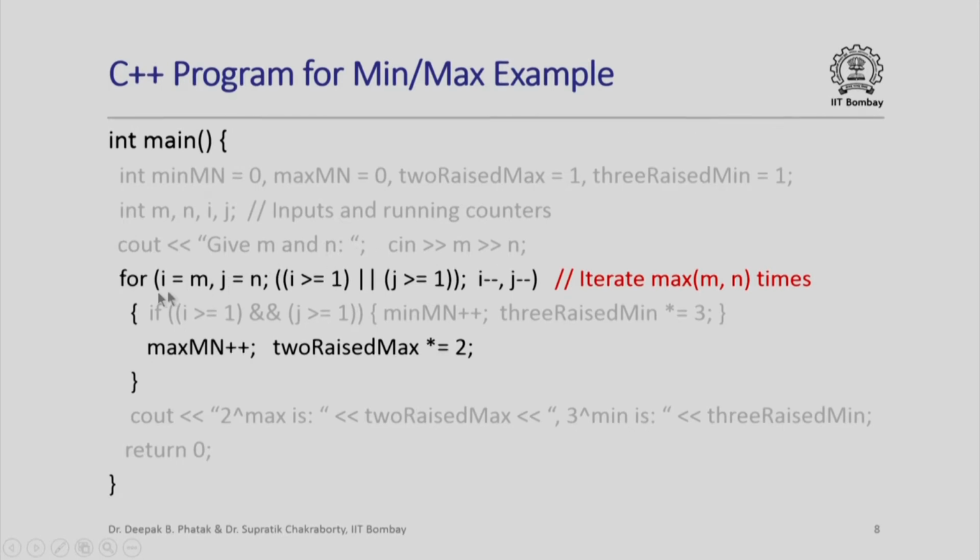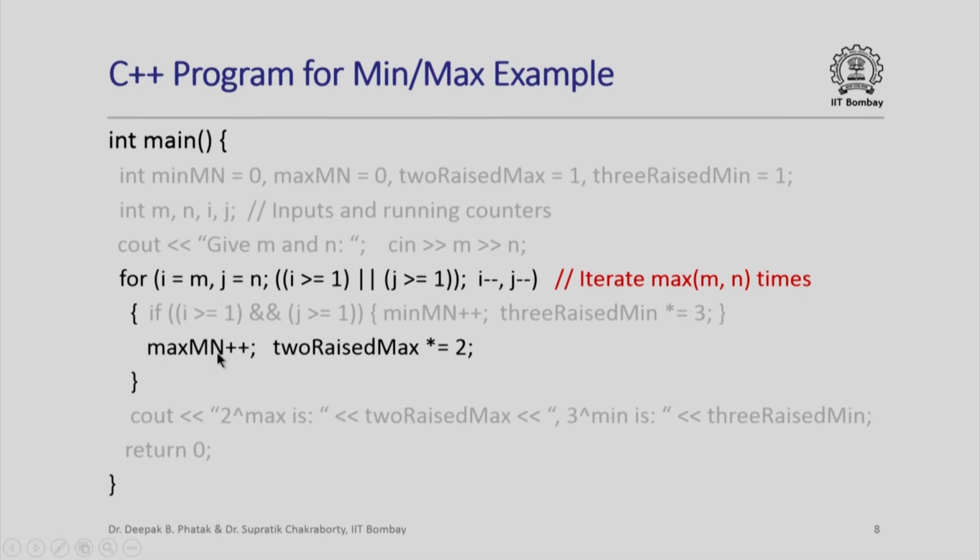So I am going to start with the values of i and j set to m and n, and I am going to decrement them in every iteration, and I am going to check if the value of i is greater than or equal to 1 or the value of j is greater than or equal to 1. Clearly this loop is going to iterate max(m,n) times, because as long as one of i or j, which have been initialized to m and n, stays greater than or equal to 1, I am going to iterate in this loop.